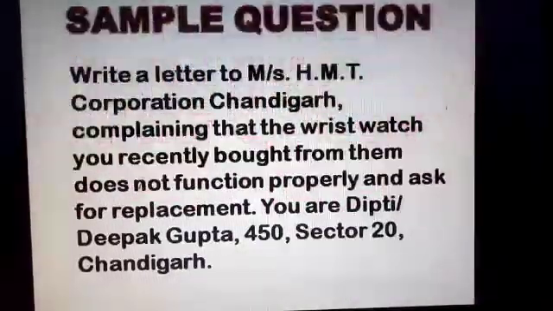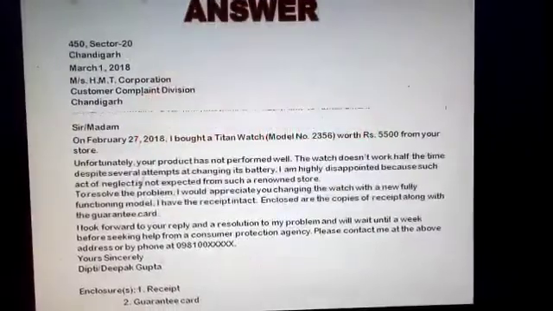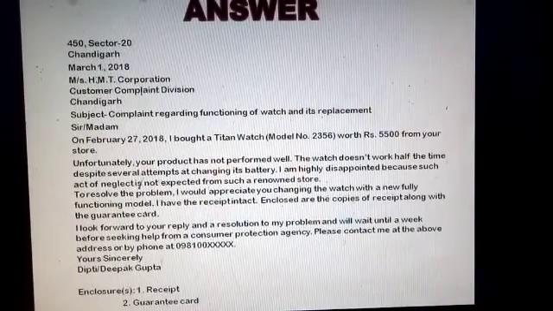And a sample question, let's see. Write a letter to Messrs. HMT Corporation Chandigarh complaining that the wristwatch you recently bought from them does not function properly and ask for replacement. You are Deepak Gupta, 450 Sector 20 Chandigarh. So this is going to be your from address, that is 450 Sector 20 Chandigarh, and then the date in expanded form, March 1st, 2018, and then the to address.